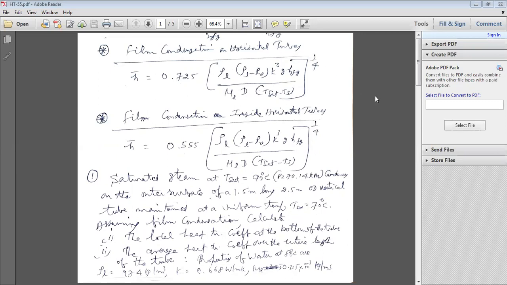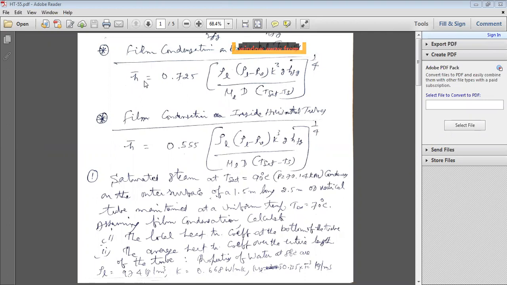Okay. Yesterday, I gave the local heat transfer coefficient and average heat transfer coefficient for a vertical plate, whenever the vapor condenses on a vertical plate. And I also gave film condensation on outside horizontal tubes. How do you calculate the average heat transfer coefficient h bar for film condensation on horizontal tubes? By using the formula 0.725 into [rho L minus rho v into k cube g into h fg divided by mu L into d into (T saturation minus Ts)] whole to the power 1 by 4.